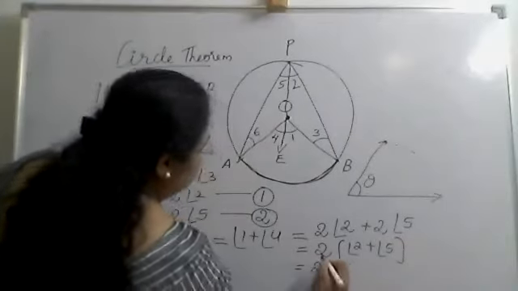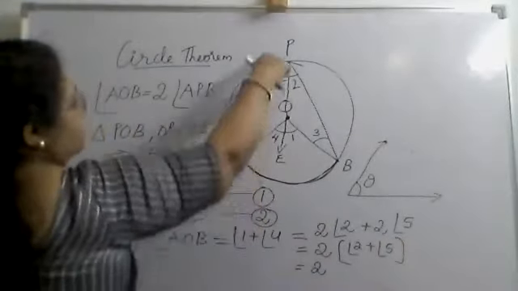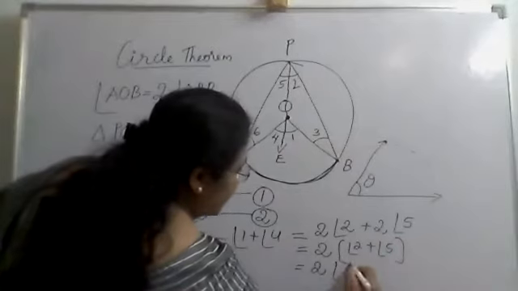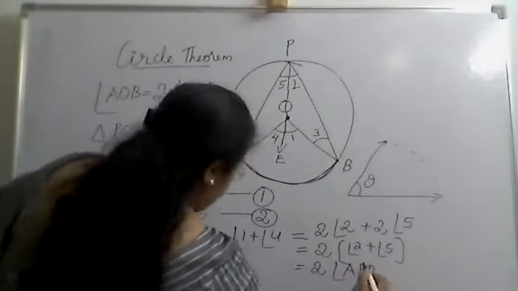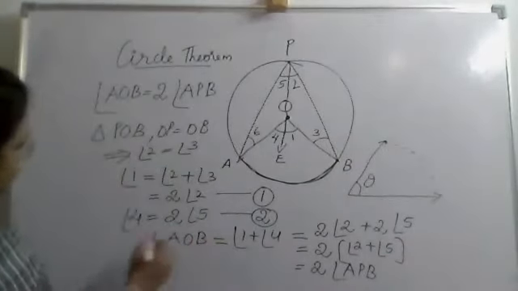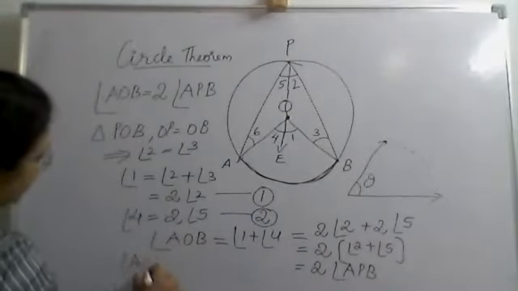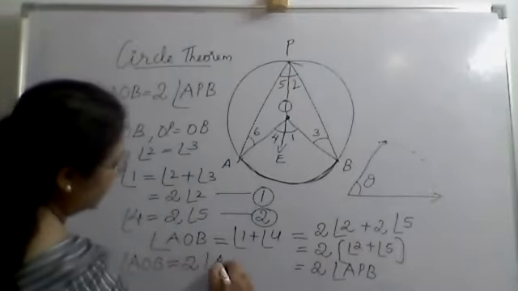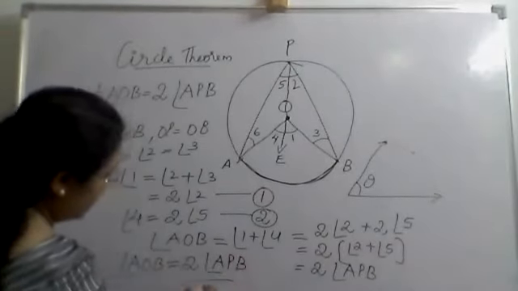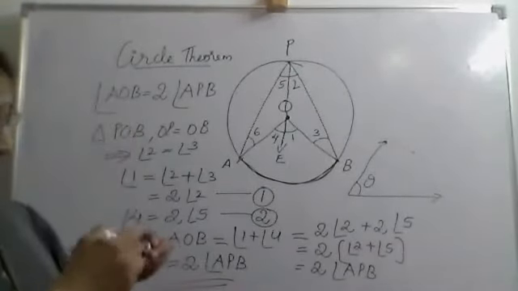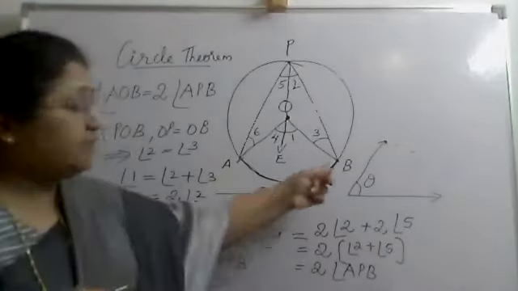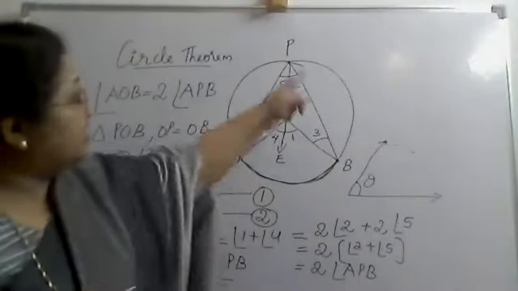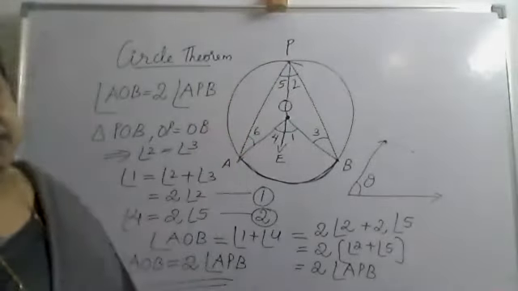It is equal to 2 times angle 2 plus angle 5, which is nothing but angle APB. So it is 2 times angle APB. In that way, we have proved that the central angle AOB is equal to 2 times angle APB, or the angle formed by the same arc on any other part in the remaining portion of the circle.